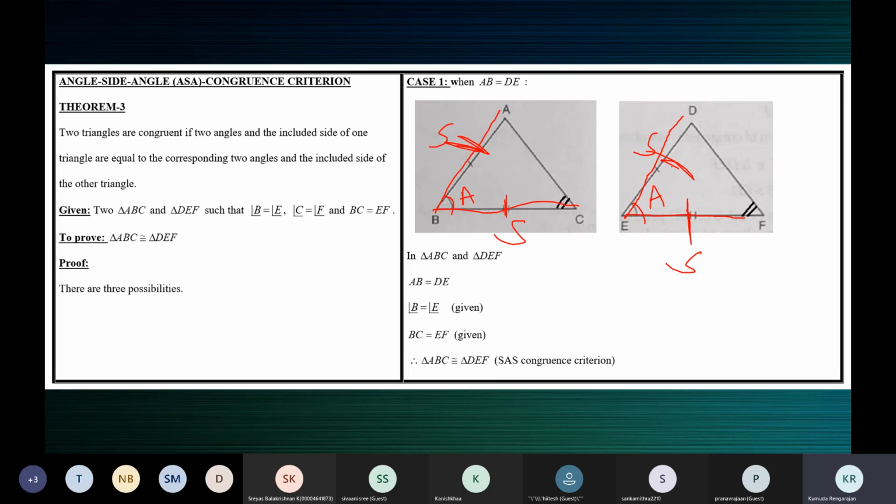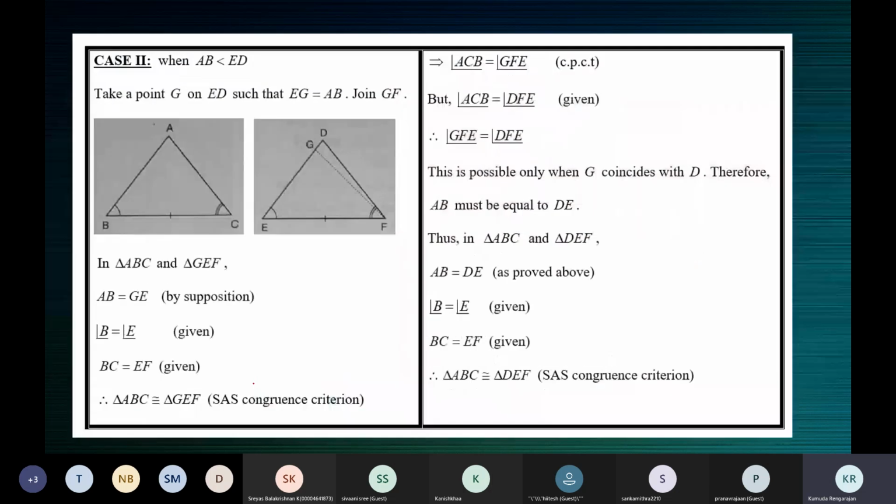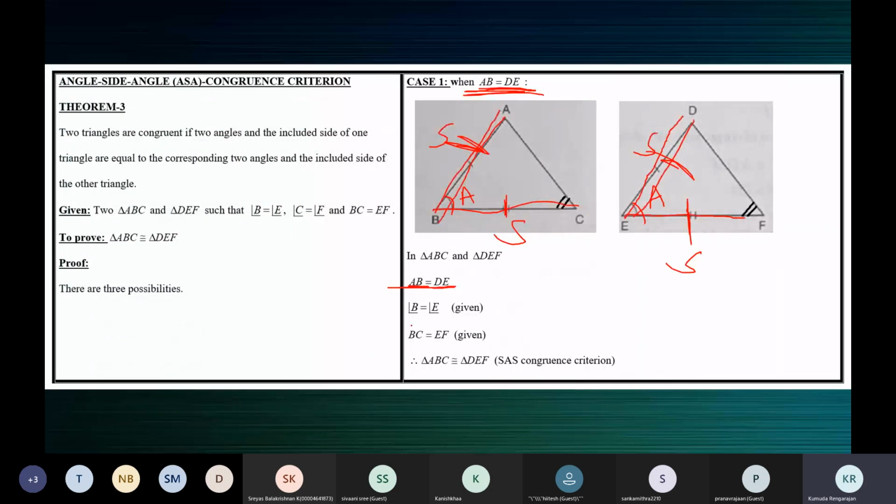If AB is equal to DE, that is the first case. If AB is equal to DE, then what happens in the two triangles? In the first triangle, the side AB is equal to the side DE in the second triangle. That is by assumption. We have assumed that AB is equal to DE. We don't know if AB is equal to DE, so we're going to take all the three cases.